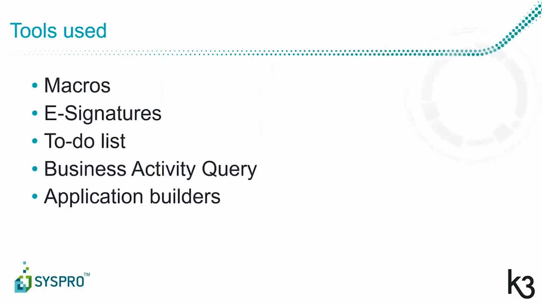So today, the tools that we've used: macros, e-signatures, the to-do list, which might be a new concept to you, you might not have come across that in SYSPRO before. We've used the latest business activity queries, which, just to reiterate, are available only in SYSPRO 8. The former to-do list and e-signature macros are SYSPRO 7 features as well, and maybe some of that functionality is also in previous versions. I won't go into the full list of that.